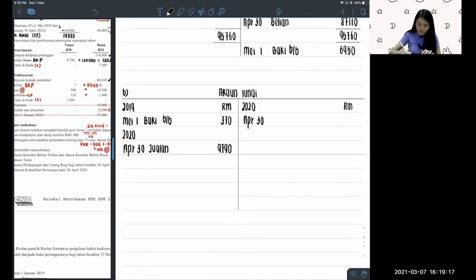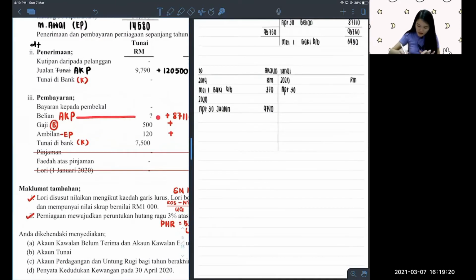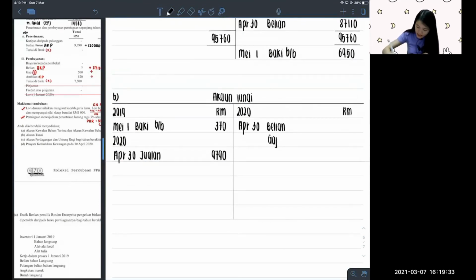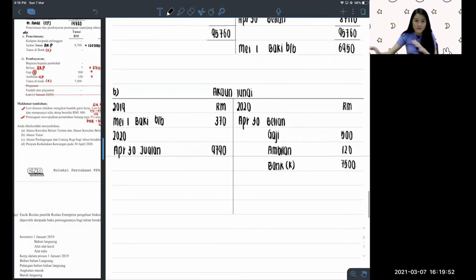Okay, negative side, then we have quite a lot there. We have belian, okay, which is going to be empty. Gaji, ambilan, and tunai di bank. We just take these numbers. Okay, so we have belian to be empty. Gaji of tunai is 500. Then we have ambilan tunai of 120. And the last one is tunai di bank. You are writing it as bank because it's a contra. You remember, right? Whenever you do your buku tunai, contra time, you cannot write your own name as an explanation. So of course, this is tunai ma. I'll be writing it as bank. No? Very logic.